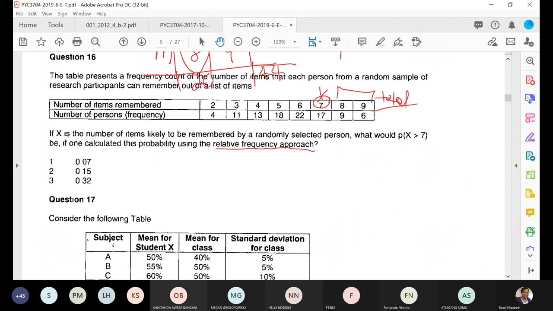It's 3. Do you have? How much? Or how many? 32. It can't be 32. What total are you calculating? You need to calculate the number of persons total.